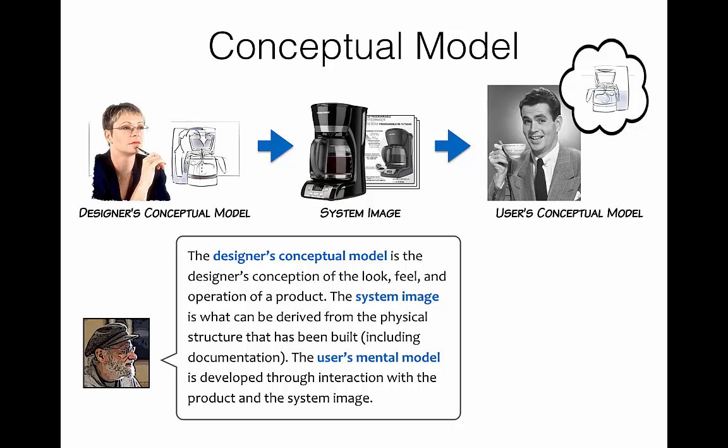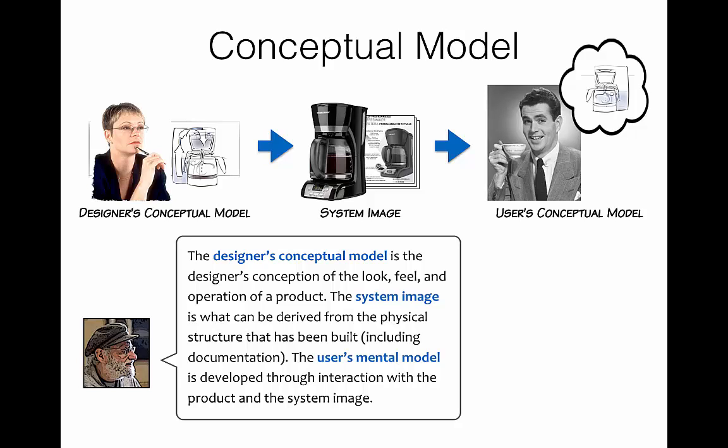Norman talks about the importance of a conceptual model for an object. You can read what he has to say about it here. I'm going to paraphrase it. Basically, he's saying that the designer of an object will have a conceptual model of it, and the designer will try to design the object so that the object's image, what Norman calls the system image, will give the user the same conceptual model. That's the goal.